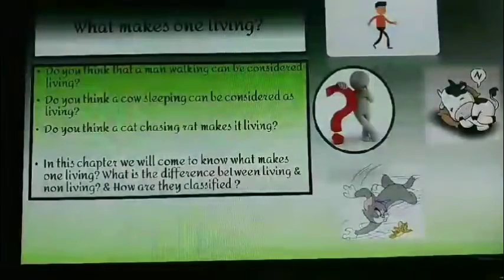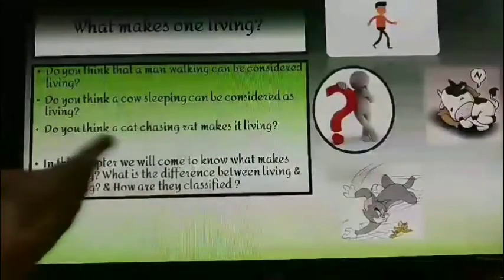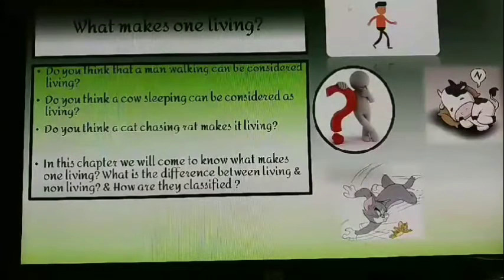What makes one living? The very first thing I have mentioned is what makes one living. Do you think that a man walking can be considered as living? Of course, we all can walk, right? So do we say that yes, a man is walking, and that actually indicates that the person is living? Do you think a cow sleeping can be considered as living? If you see a cow sleeping, does that actually indicate that it is living?